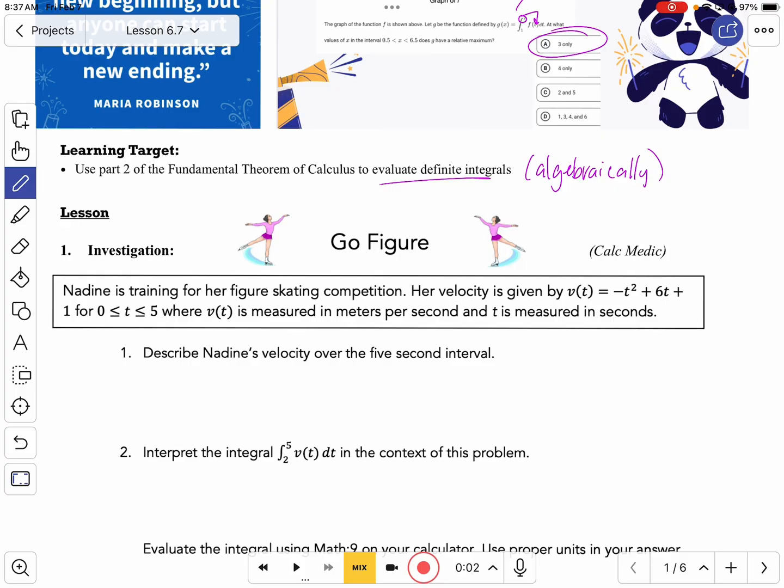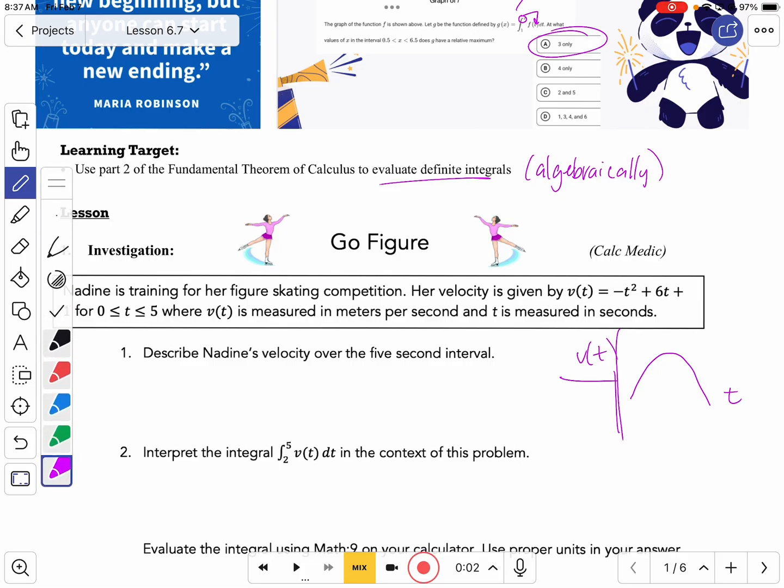All right, so let's talk just a little bit about what all was going on with Nadine and her figure skating. So they gave me this velocity function, negative t squared plus 6t plus 1, from 0 to 5. And it asks to describe her velocity. Well, think about what that velocity function looks like. If this is t and v of t, it looks like an upside down parabola. So how could we describe what her velocity is doing? Yeah, so the velocity increases till it reaches the maximum, and then it decreases.